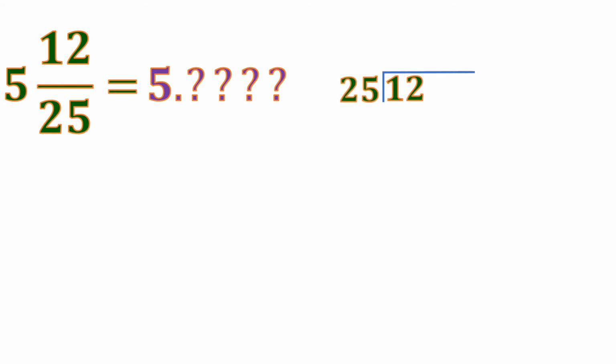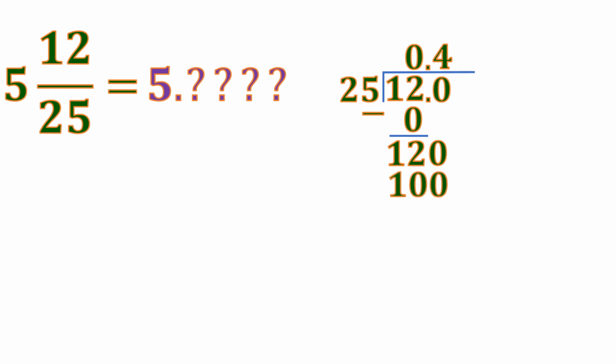So 12 is smaller than 25, so we'll just put 0 on top and multiply 0 by 25, which is 0. 12 minus 0 is 12. Then we have a remainder, so we will continue adding 0. So bring down 0. So it is now 120. Divided by 25, it will be 4. So copy the decimal point. 4 times 25 is 100. Then subtract: 120 minus 100 will be 20.